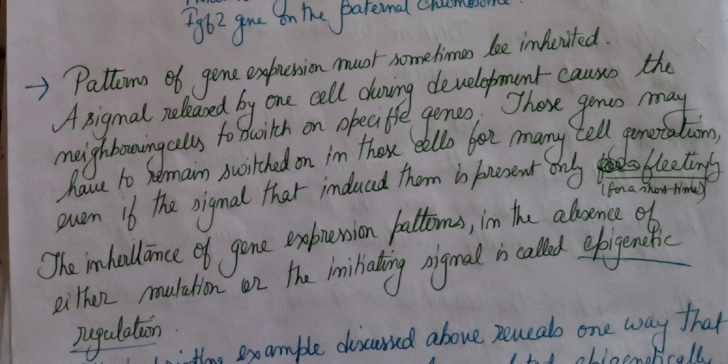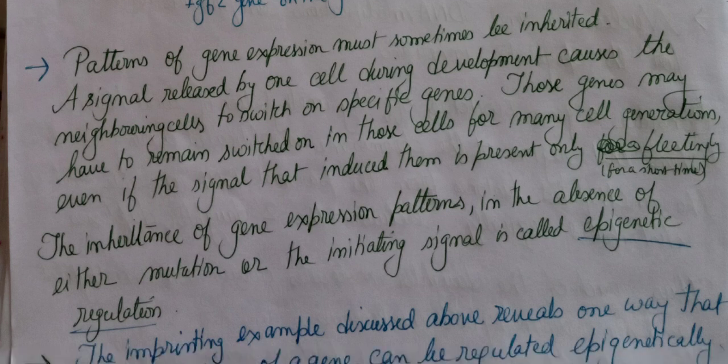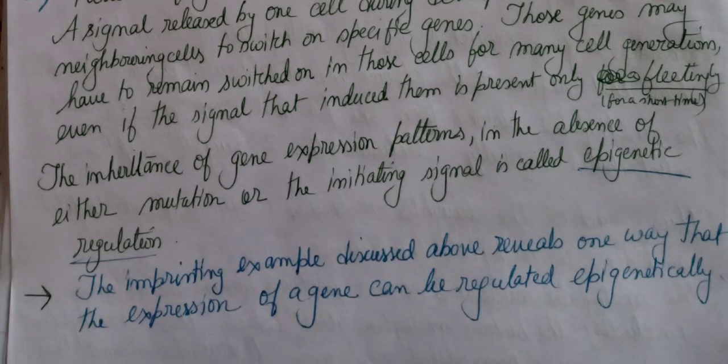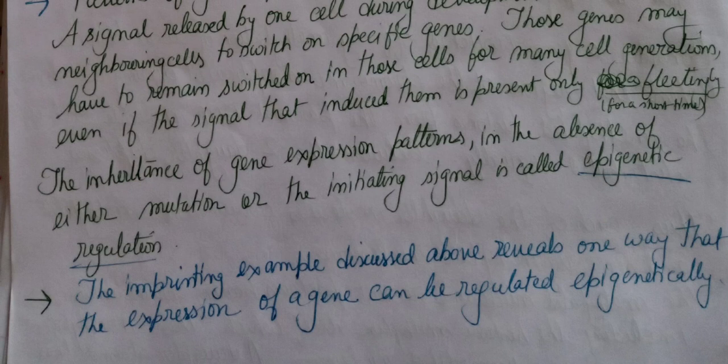So this is inheritance of gene expression patterns in the absence of mutation. These gene expression patterns from the developmental stage are inherited. That is called epigenetic regulation. It is not like mutation. It has been predetermined. The imprinting example discussed above reveals one way that expression of a gene can be regulated epigenetically, right? So this was about the methylation part.